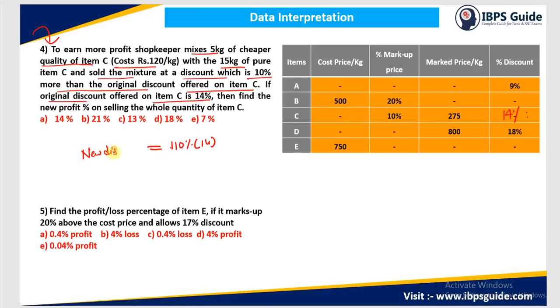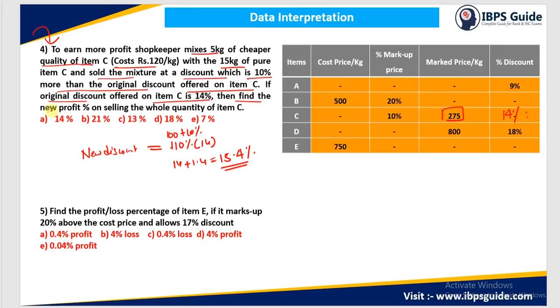This is new discount. So 110% means 100% plus 10%. So 100% is 14 plus 10% will be what? 1.4. So total new discount will be what? 15.4%. Okay. Now इस discount को हम किस पे use करेंगे? The mark price to get the SP.